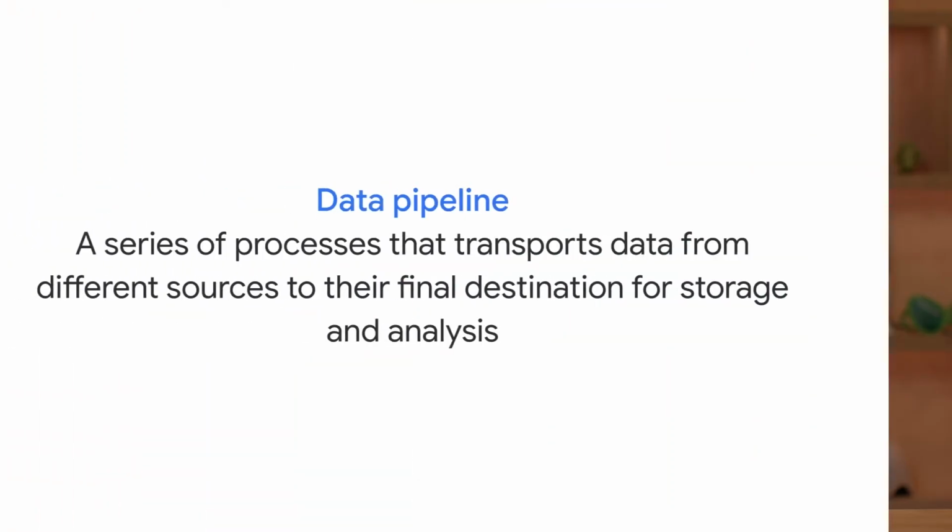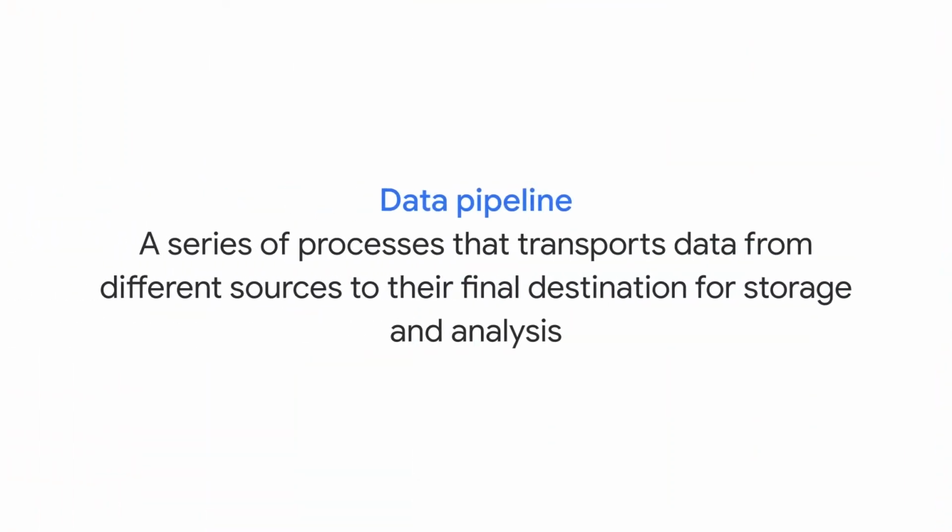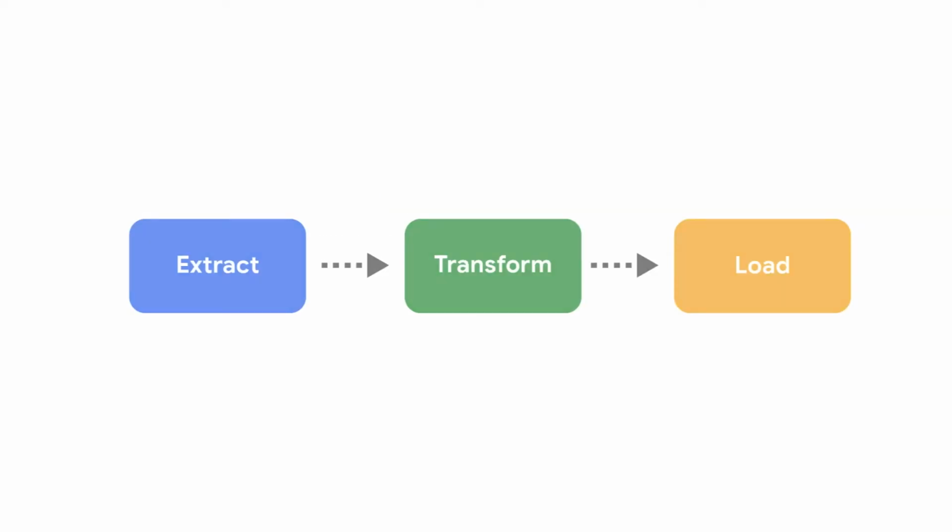In cloud data analysis, you can think of data like a set of raw materials that determines how a project moves forward. The data needs to be produced efficiently and in a consistent way. As you may already know, a data pipeline is a series of processes that transports data from different sources to their final destination for storage and analysis. There are three main stages in a data pipeline: extract, transform, and load.